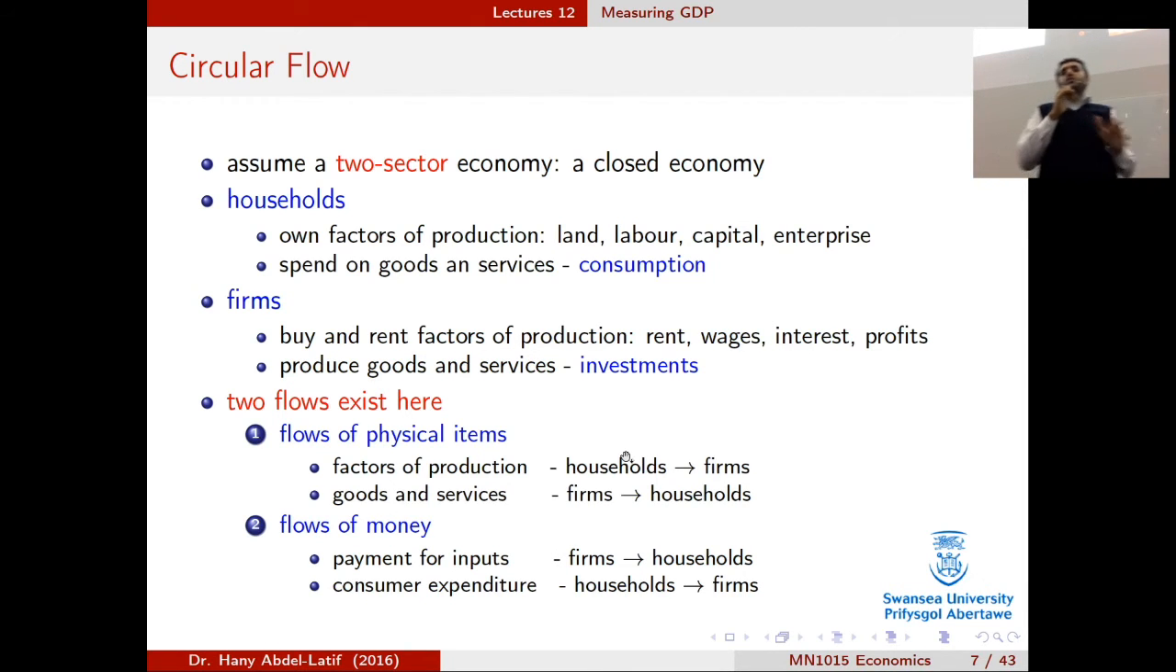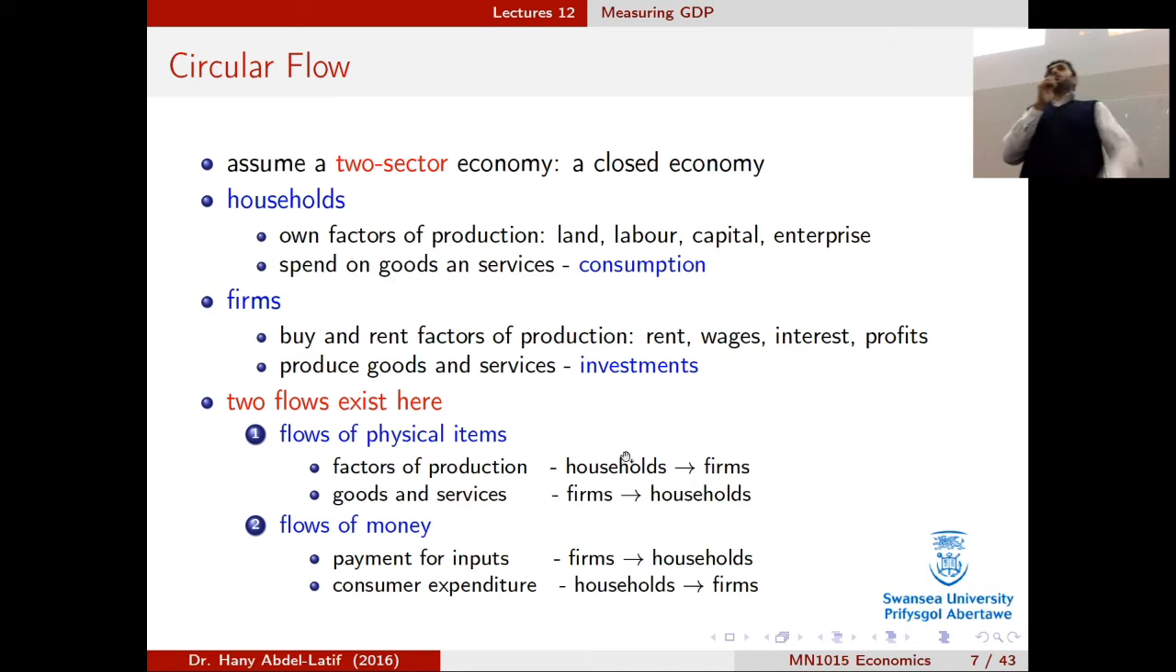With a two-sector economy, we say this is a closed economy because it doesn't deal with the outside world, and it doesn't have a government. This is not a realistic case. This is the simplest way to look at this, and then we'll extend this to the other cases. So we would have only two sectors: households and firms.